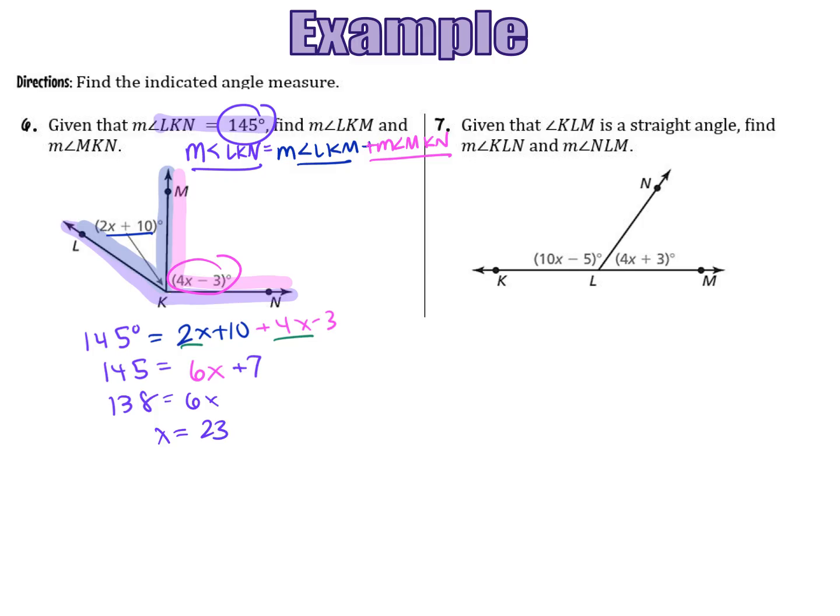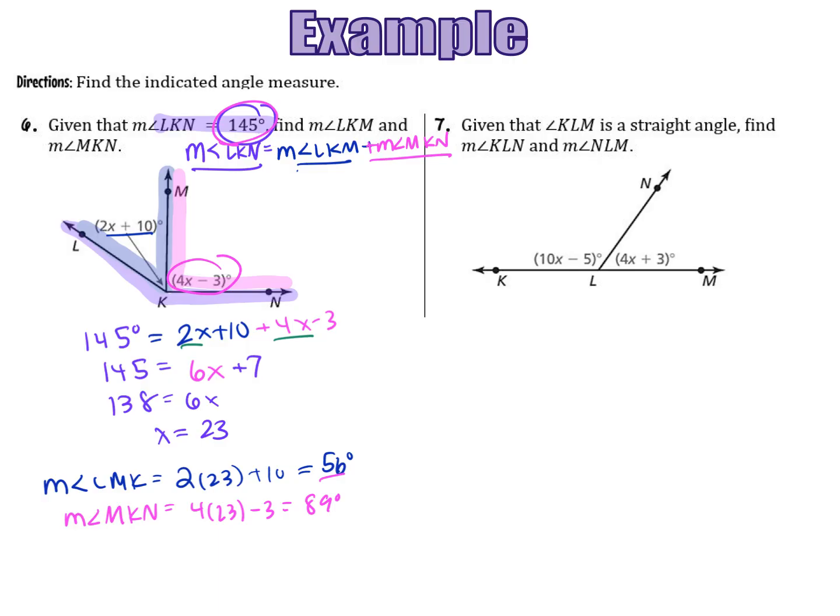And then to find the two angles I was being asked about, I just need to plug 23 in. So the measure of angle LKM is going to equal 2 times 23 plus 10, which is going to be 56. And the measure of angle MKN, I can either do 145 minus 56, or I can just plug in 23. 4 times 23 minus 3, which is going to be 89 degrees.